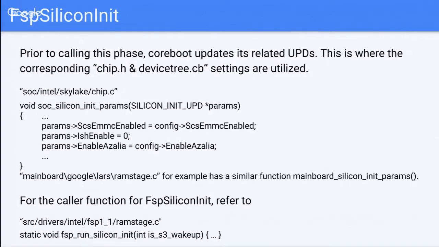Also in the board directory, you have the ramstage.c that has a similar function, mainboard_silicon_init_params. I think it could be a placeholder. Right now, when we're doing GPIO, we're calling GPIO configuration in that function for the mainboard. For the caller function for FSP silicon init, you can also look at the FSP 1.1 ramstage.c, and that's where you actually call into the FSP silicon init with, of course, the parameters.